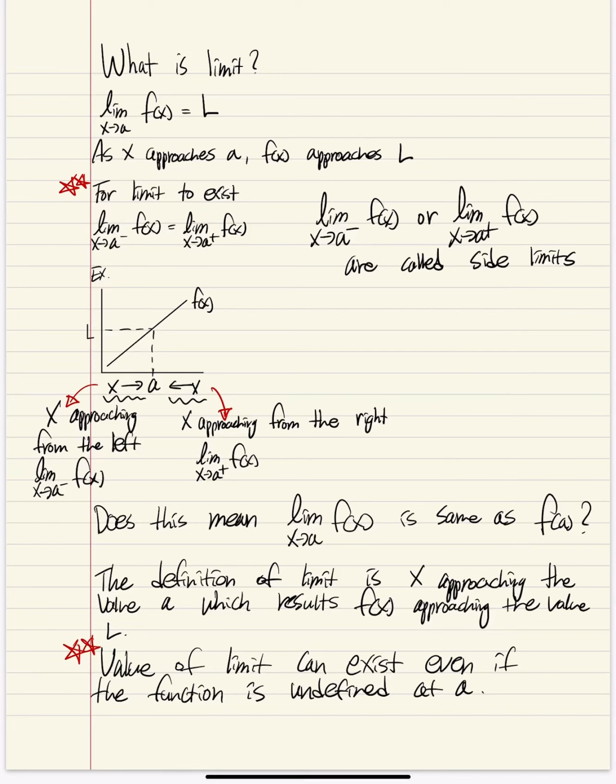What is a limit? The definition of a limit in a simple sentence is: as x approaches a, f(x) approaches L. So what does this mean? Well, it's easier to understand if we have an example.